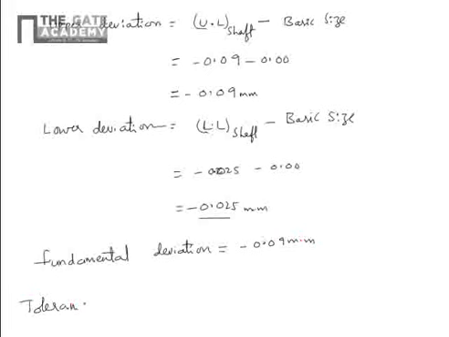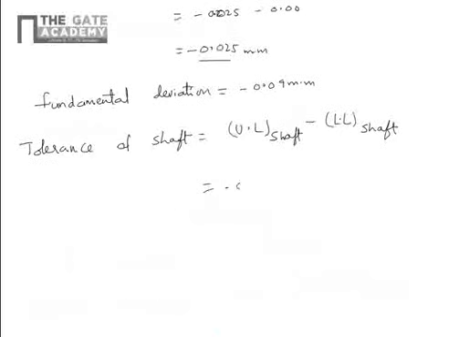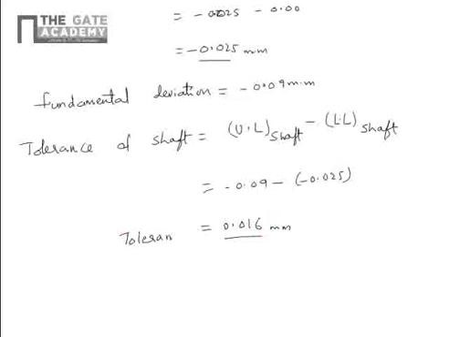Tolerance of shaft equals upper limit of shaft minus lower limit of shaft. So upper limit is minus 0.09 minus of minus 0.025. We will get 0.065 mm tolerance. Simple question, 2 marks.